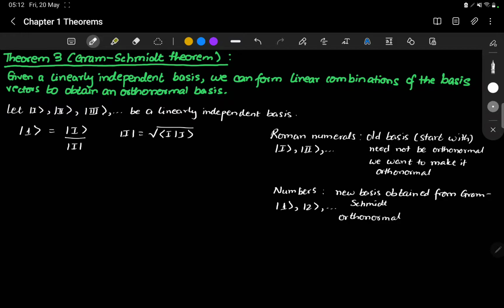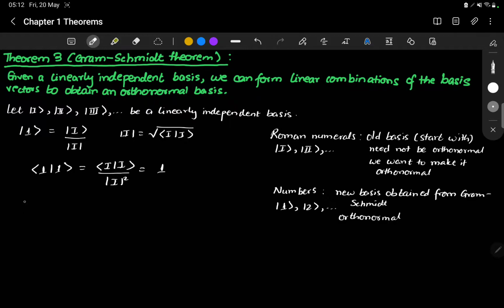So the first vector of this orthonormal basis obtained from Gram-Schmidt is given as follows, and clearly we can see that this has unit magnitude. If we find its length, if we take its inner product with itself, then we get the following. This is nothing but 1. Now, how do we get the second vector?